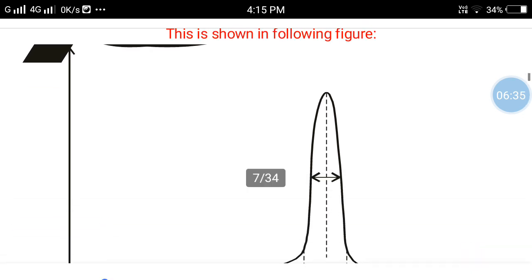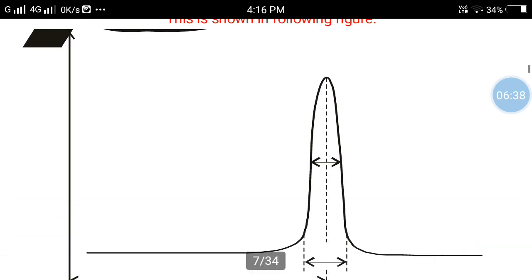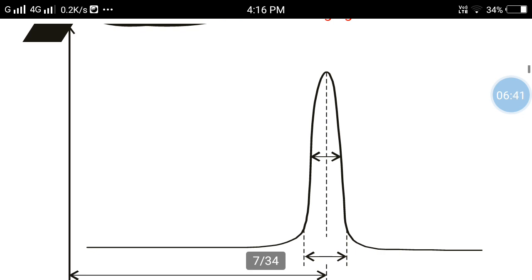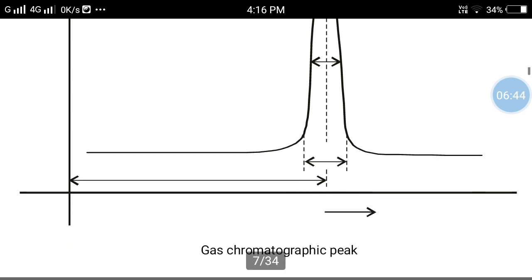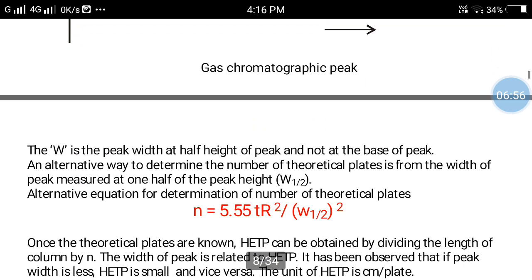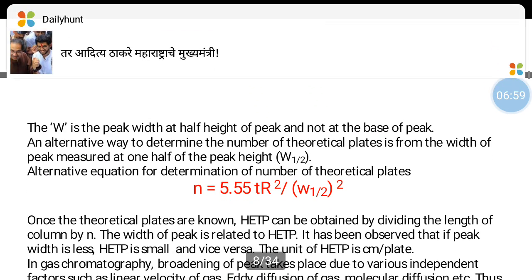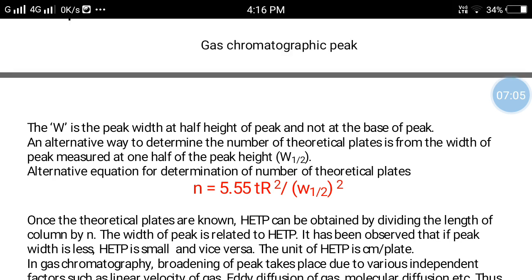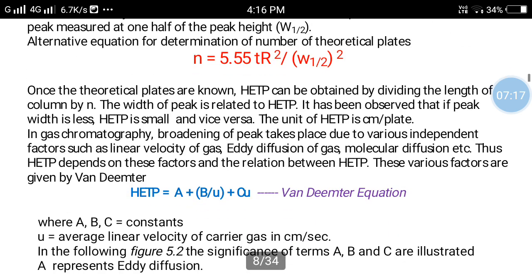This is the chromatogram. It is plotted as detector response versus time. This chromatographic peak is used for the detection of the constituents as well as their concentration. The alternate equation for the determination of the number of theoretical plates is N is equal to 5.55 tR square divided by W half, that is the half peak width, whole square.